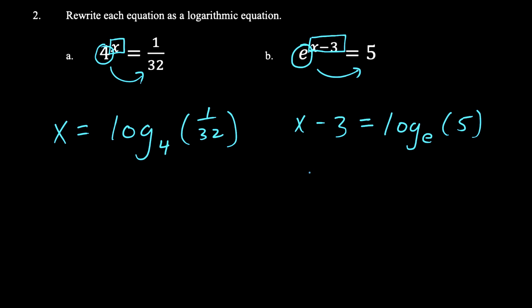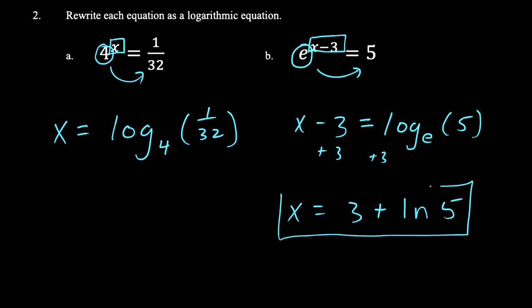Let's simplify this a little bit more. We're going to get rid of this -3 here, and we're going to add 3 to both sides. When there's a log involved, I like to keep addition or subtraction in the front so we don't confuse it with the log argument. So we're going to have x equals 3 plus, and you should know that log base e is the natural log, which we simply write as ln of 5. And there is our final answer.